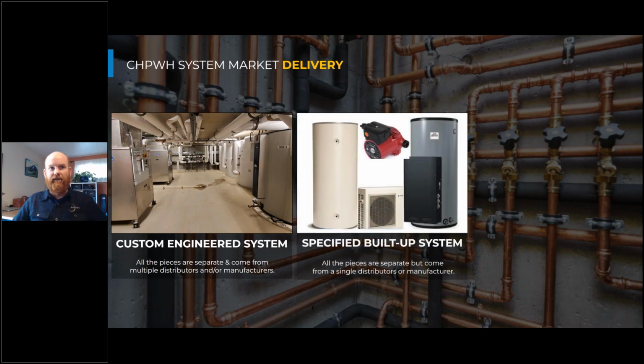There's the Ikea approach, which is more of the specified built-up system. Here, all the pieces are coming from one manufacturer or one distributor. And so they're guaranteeing that this piece will fit with this piece and these will communicate together. And it's a much more guided approach to getting the system in the market or in your building. So they give you that set of instructions of how to connect these pieces together and what the set point should be in this specified built-up system delivery approach.